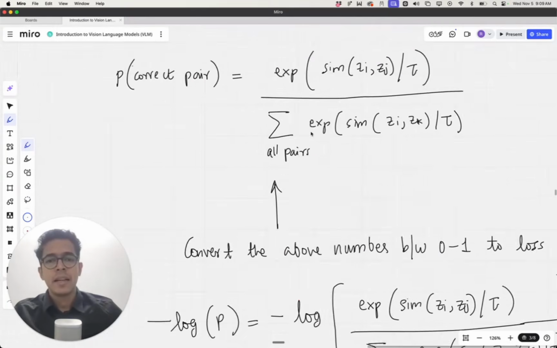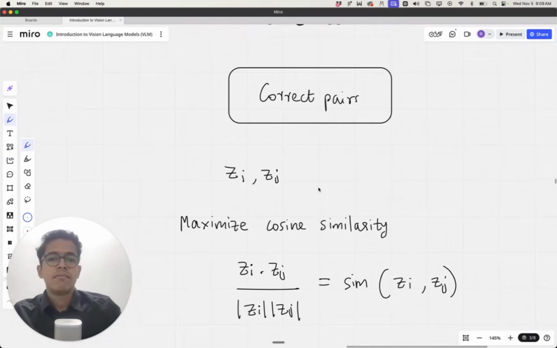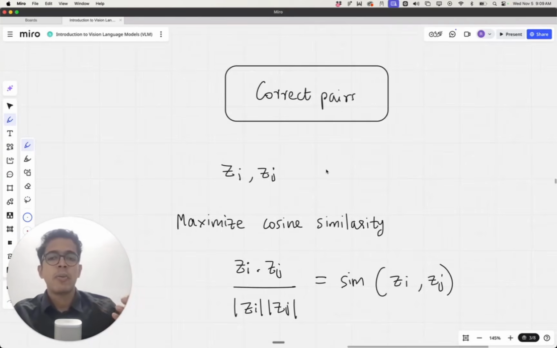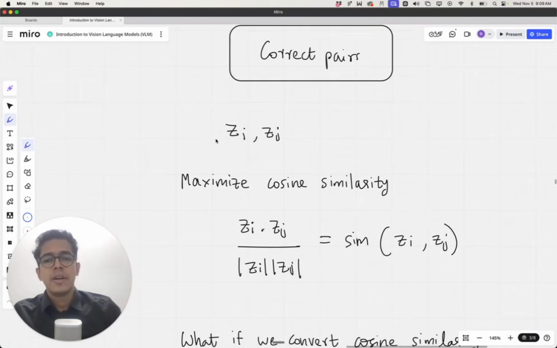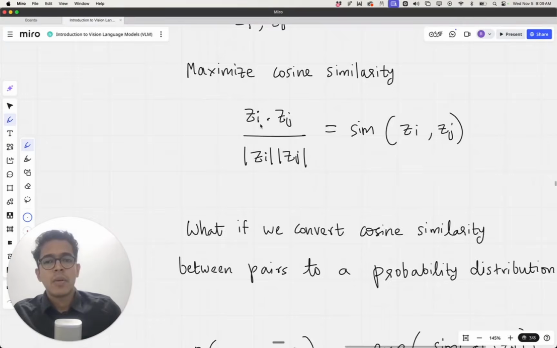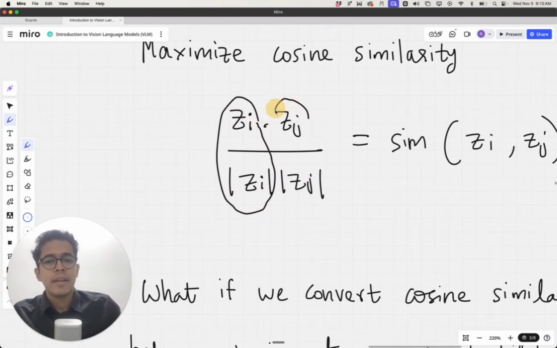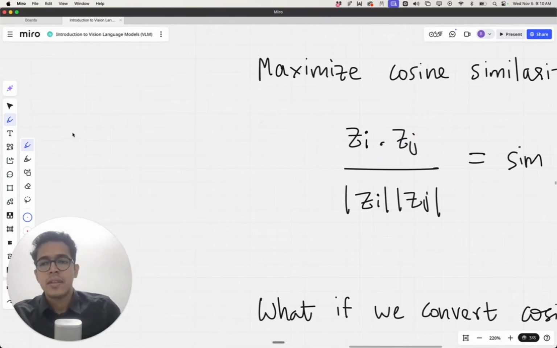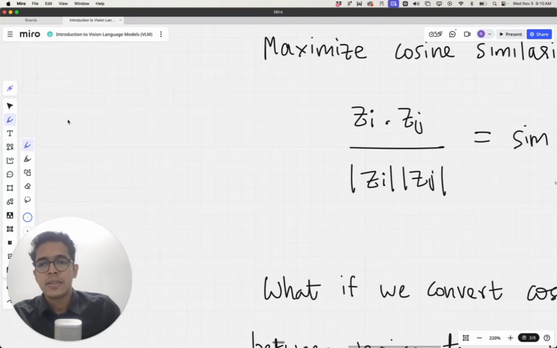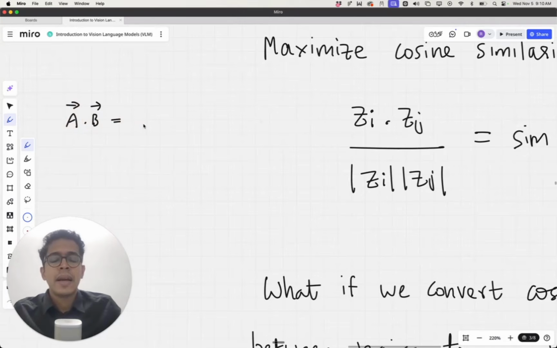Now, how does this look mathematically? Firstly, what is cosine similarity? It is the dot product between normalized vectors. If Zi and Zj are the vectors, we can normalize Zi by dividing by modulus of Zi, so this becomes a unit vector. You can normalize Zj by dividing by modulus of Zj, so this is another unit vector. When you take the dot product between two vectors, it is AB cos theta. So if A and B are unit vectors, A dot B will be AB cos theta, and since the magnitudes of A and B are both 1, this is basically cos theta. So this is cosine similarity if these are unit vectors.